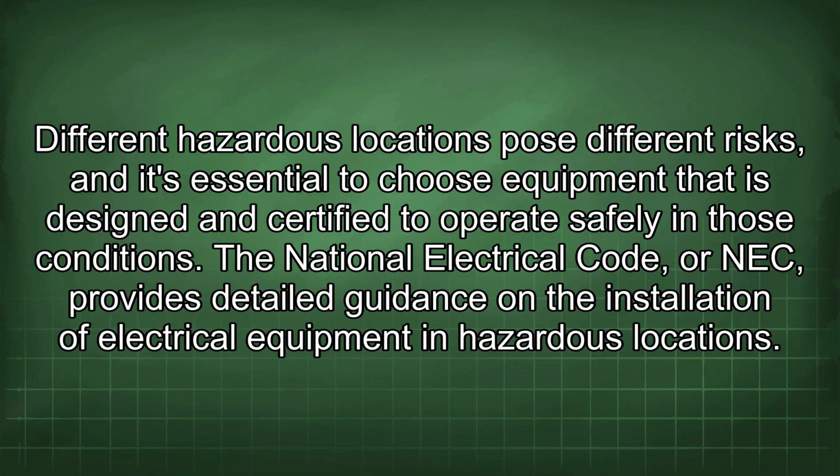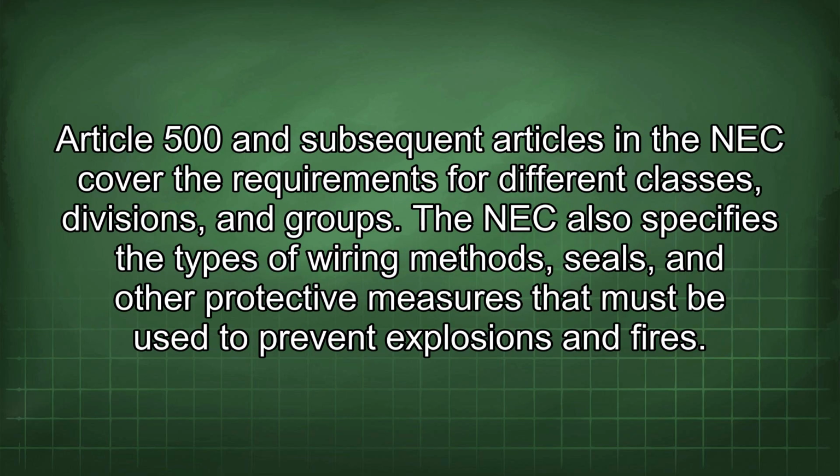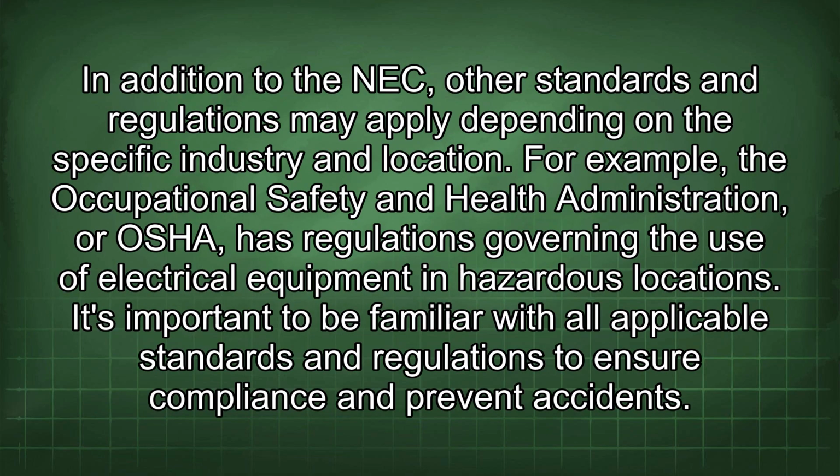Different hazardous locations pose different risks, and it's essential to choose equipment that is designed and certified to operate safely in those conditions. The National Electrical Code, or NEC, provides detailed guidance on the installation of electrical equipment in hazardous locations. Article 500 and subsequent articles in the NEC cover the requirements for different classes, divisions, and groups. The NEC also specifies the types of wiring methods, seals, and other protective measures that must be used to prevent explosions and fires.